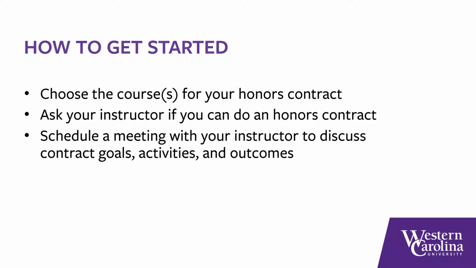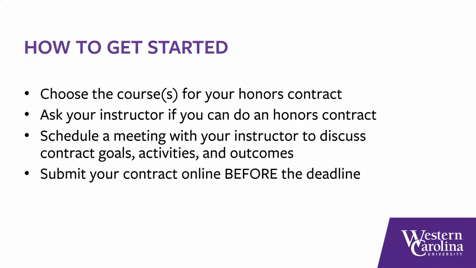Next, you're going to need to schedule a meeting with your instructor to discuss contract goals, activities, and outcomes. The best way to do this is to find out their office hours, which should be listed on your course syllabus, and then go and meet with your instructor during their office hours. You can also email them, call their office, or talk to them before or after class.